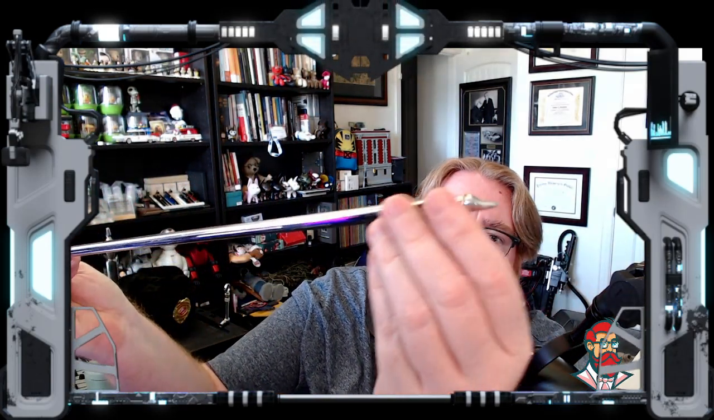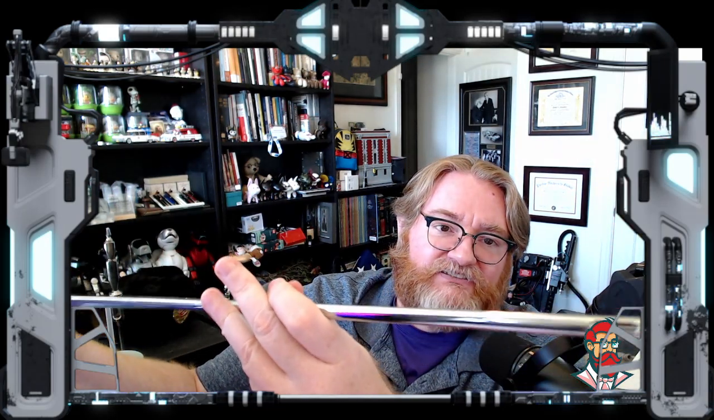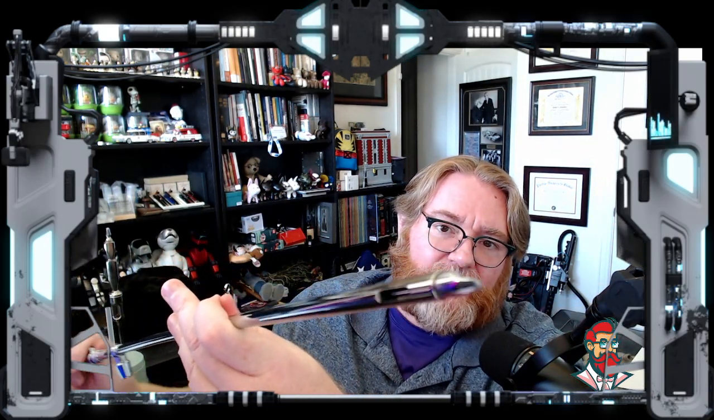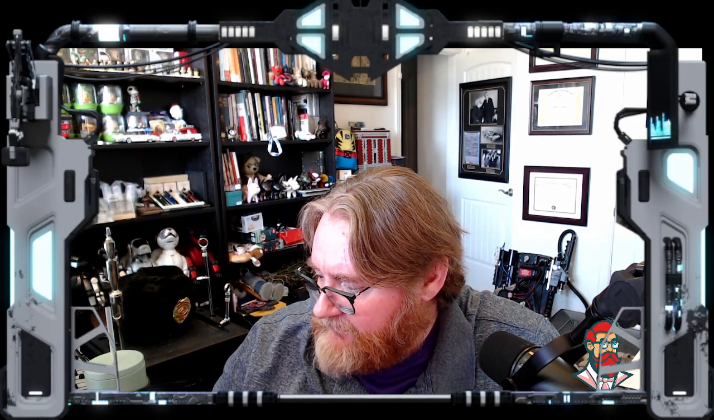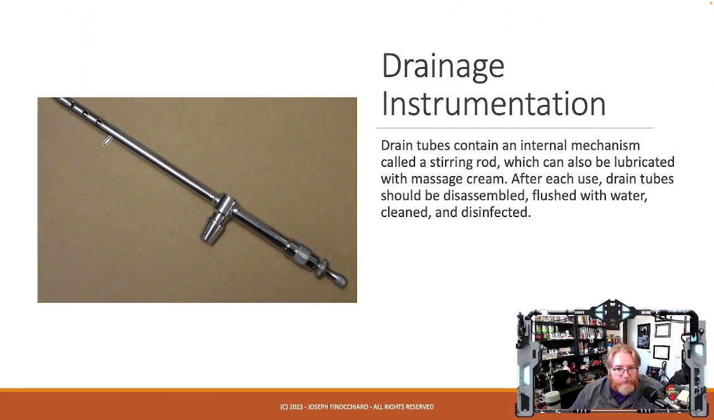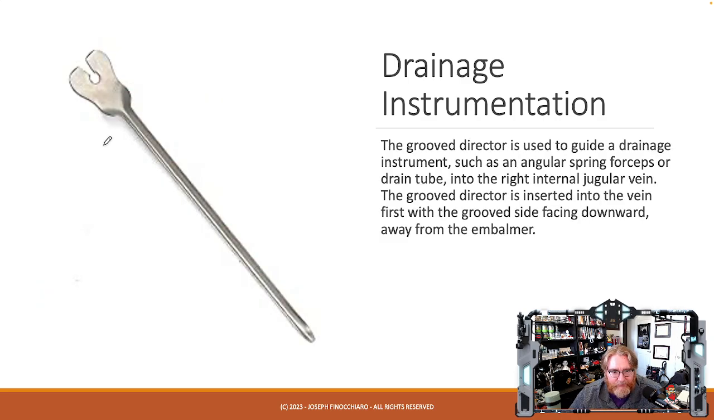You can see that this one is a bit more angular, and I've seen some of the older ones that actually have a little hook on the end to help break up clots. Me personally, I am not a huge fan of using drain tubes. I greatly prefer angular spring forceps.